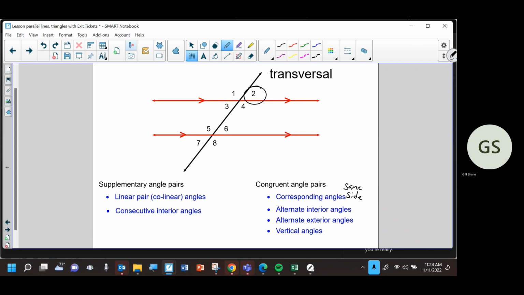So 4 clearly doesn't have the same measure as 2. So if I have to have same side, same measure, 4 can't be corresponding. 8 can't be corresponding because again, 8 doesn't have the same measure as 2. There's really only one option.